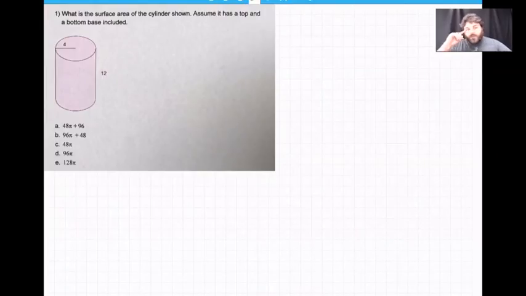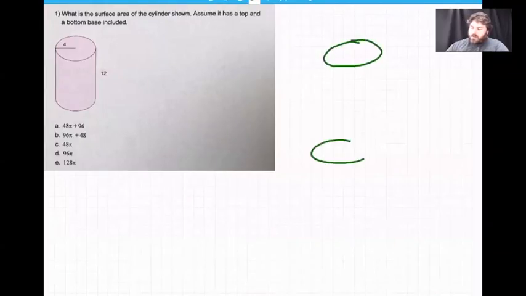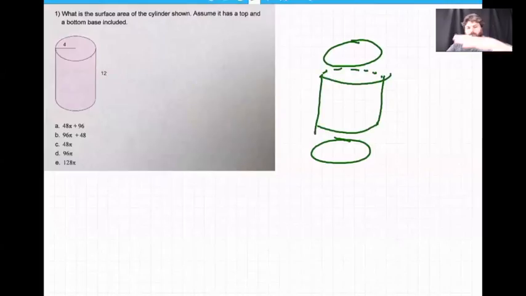All right, so remember, surface area is the amount of stuff on the outside of the shape. So basically, we're going to have to find the area of the top, the area of the bottom, and then the area of this center piece here. So I've kind of shown you the three different things we have to do.